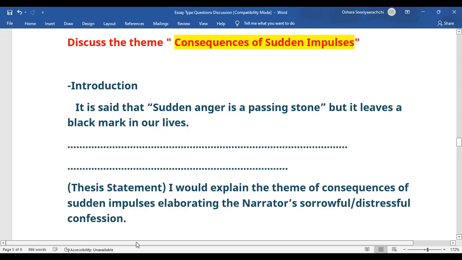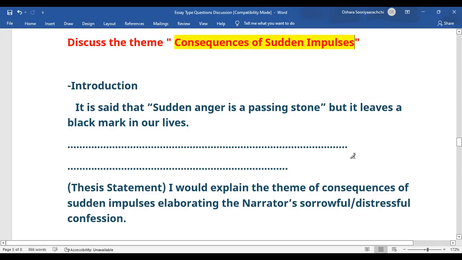So I'm just revising you again. You can start the introductory paragraph with a quotation like this, and then you can write something. You have to write about the poem and the poet, just mention the title and the poet.